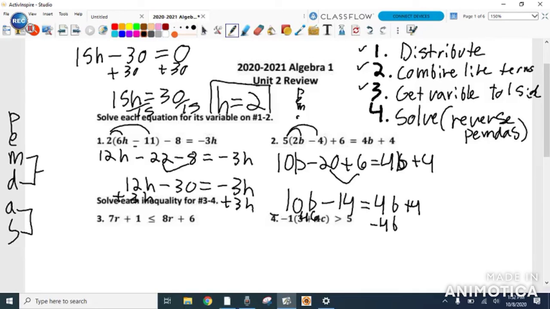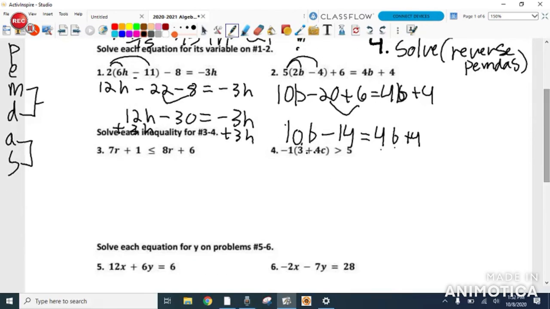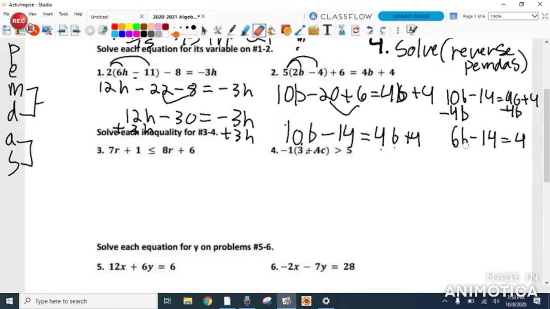Sorry for that overlapping. I'm going to write it over here. So I'm going to have 10b minus 14 equals 4b plus 4, minus 4b, minus 4b. What's 10 minus 4? It's going to be 6b minus 14 equals 4. Let me make that b a little bit better. Again, my apologies.